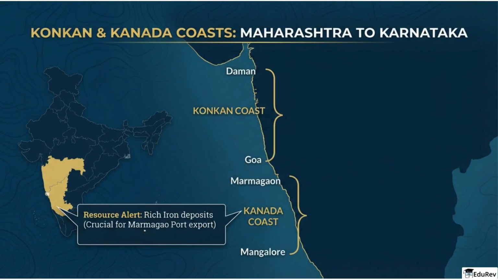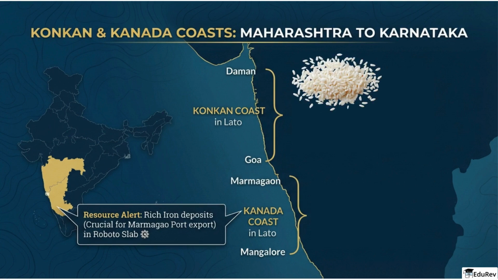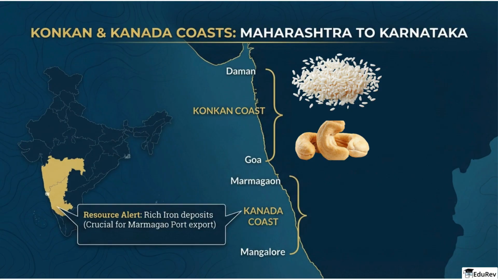Move south into Maharashtra and Karnataka. Konkan coast, Maharashtra to Goa. A narrow coastal strip between the Western Ghats and Arabian Sea, known for rice cultivation and cashew. Kanara coast, Karnataka stretch. Important for iron ore exports, especially through ports like Mormugao and Mangalore. Notice the linkage: mineral resources in the hinterland to port-based trade.